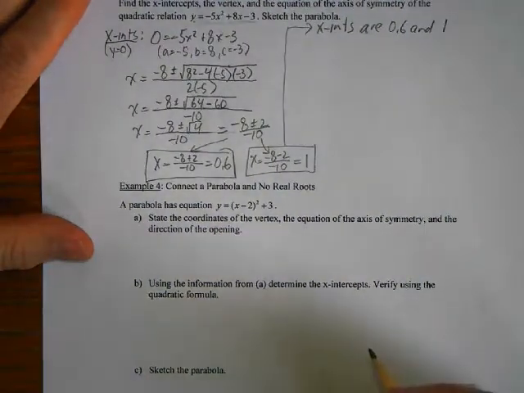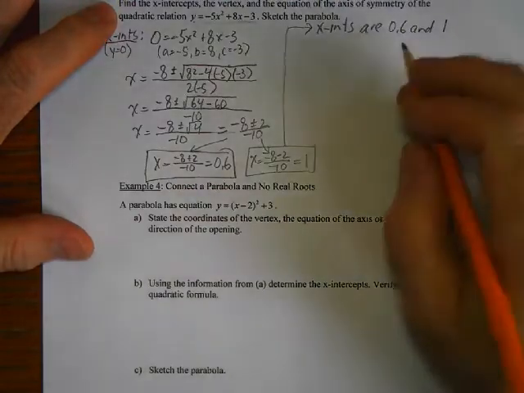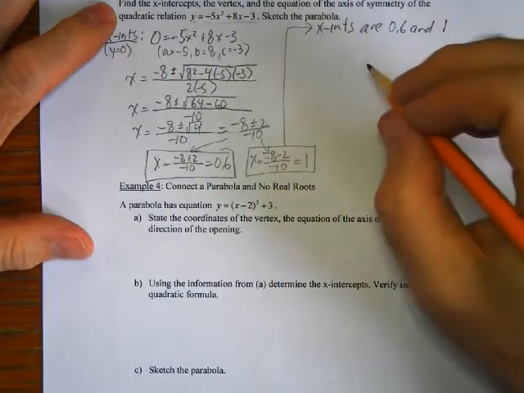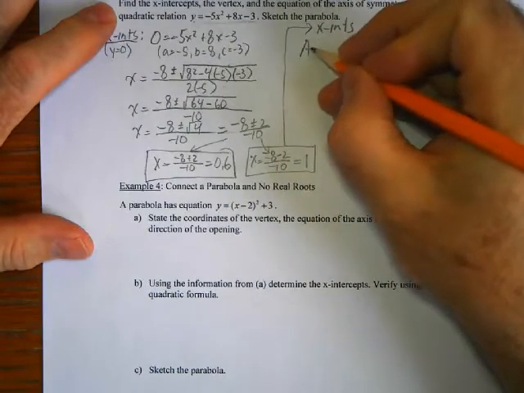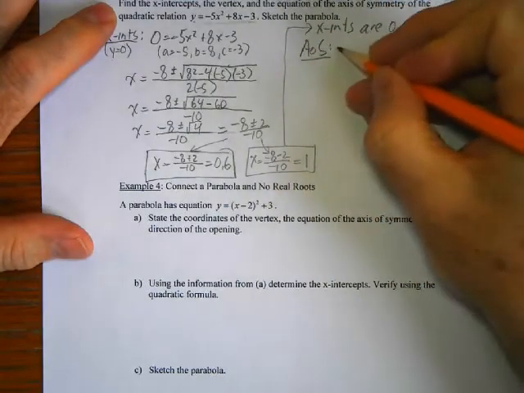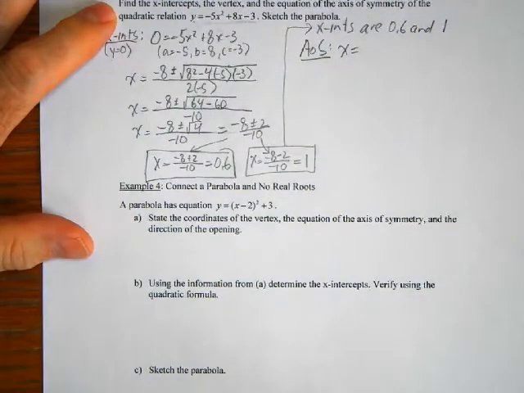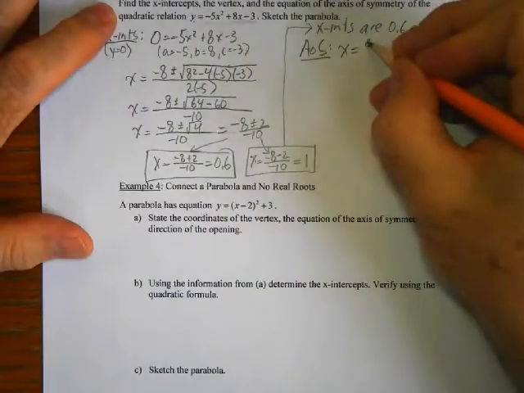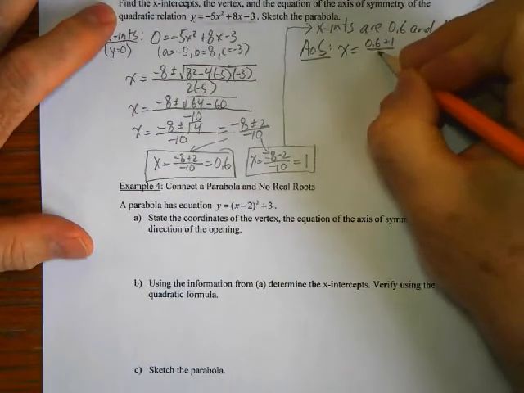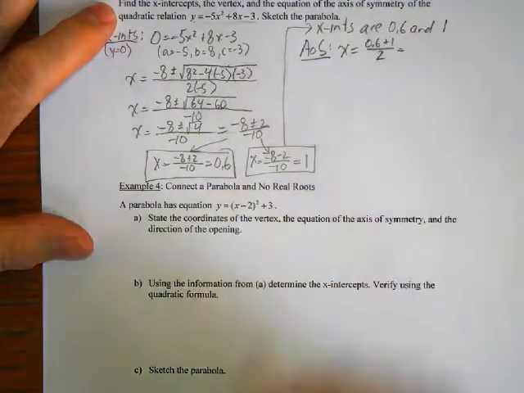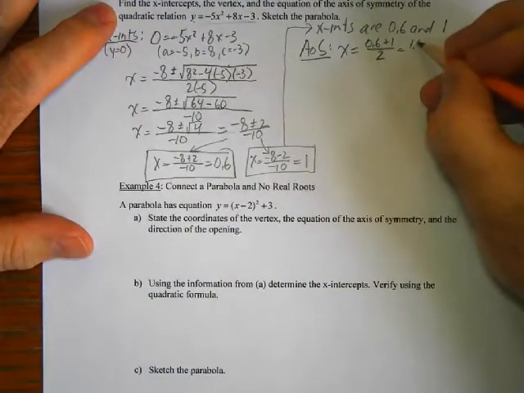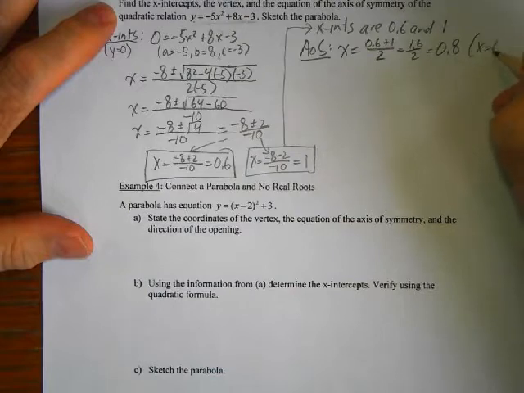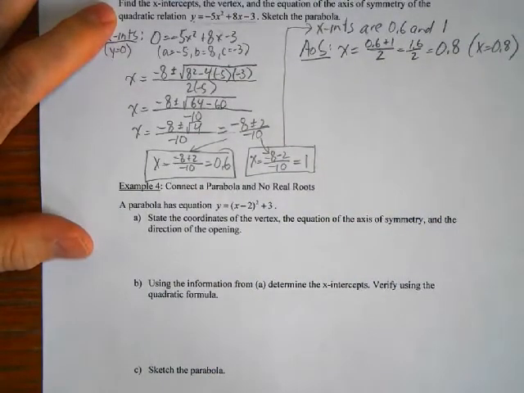Okay, we also want the axis of symmetry, which we can get very quickly from the x-intercepts. We just find the average of the two, so add them together. So the axis of symmetry is going to be the equation x equals, don't forget that part, it's an equation, not a number. X equals 0.6 plus 1 divided by 2, that's just getting the average. So that's 1.6 over 2, which is 0.8. So it's x equals 0.8 is the axis of symmetry.